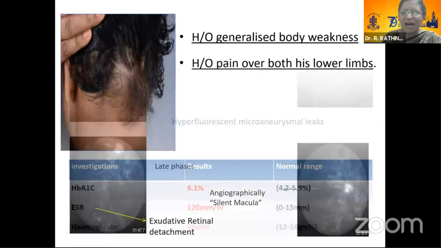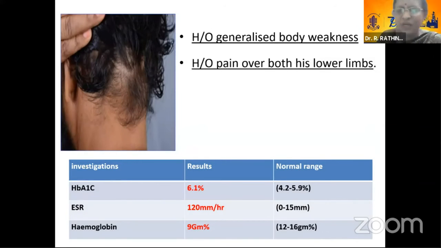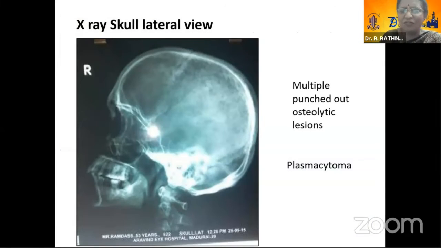And when we asked the history of headache and prodrome, he told us, no, I don't have headache, but I have a swelling in the head. And he had a big swelling in the head. His ESR was 120, and he was slightly anemic. He didn't have a prodromal stage at all. He didn't have KPs, he didn't have vitreous cells. So we thought we are missing something, and we did the X-ray of skull.